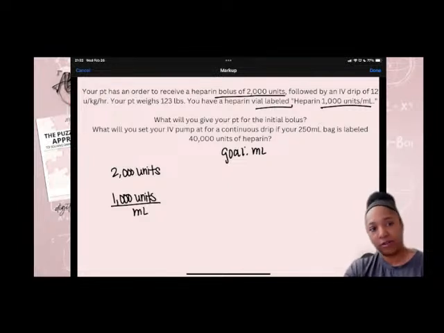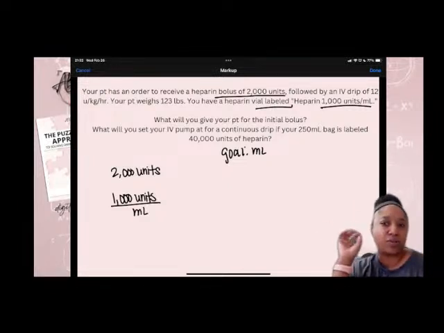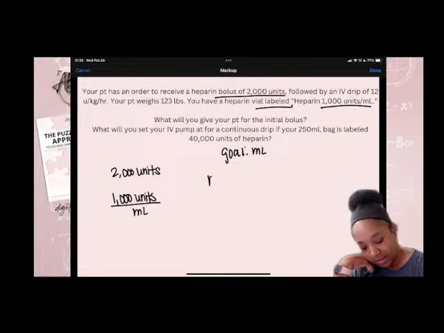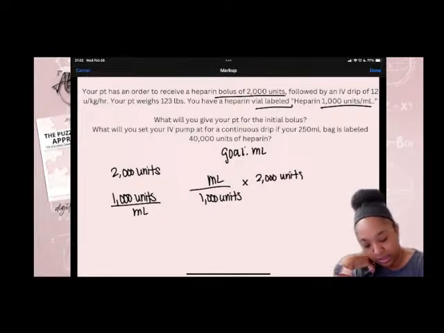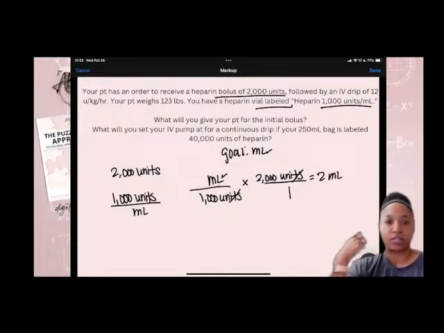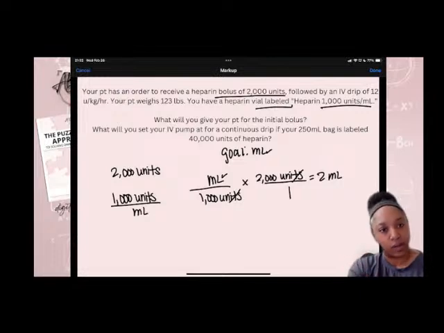The same way we've been setting them up all night. That's the reason why I love this method, because you can do it for all of your problems. Okay? So, milliliter will go at the top, 1,000 units will go at the bottom. Then we'll do 2,000 units at the top. So, your units cancel out. And then you're left with what it is that you're looking for. So 2,000 divided by 1,000 is going to be 2 milliliters. That's the first answer to the first question.